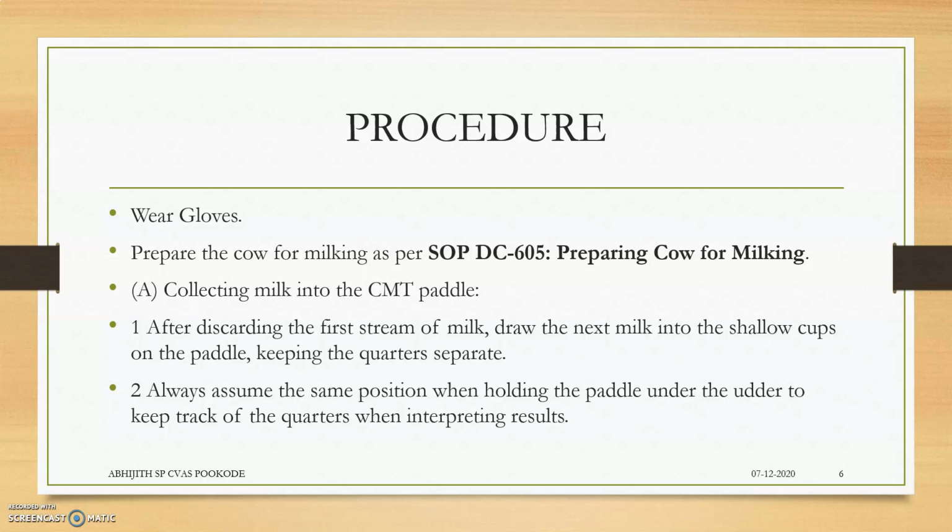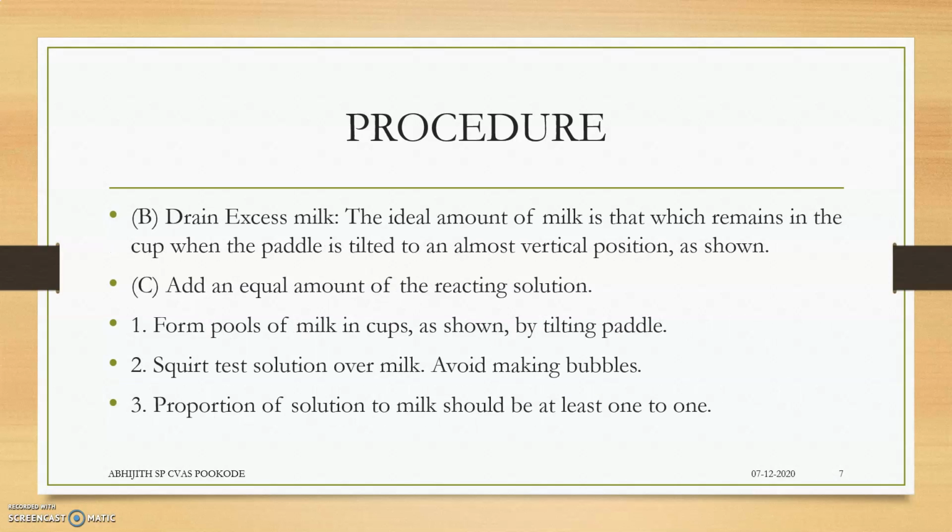So we have to collect the milk into the CMT paddle. After discarding the first stream of milk, we should always discard the first stream of milk and draw the next milk into the shallow cups on the paddle, keeping the quarters separate. Always assume the same position when holding the paddle under the udder to keep track of the quarters when interpreting the results. Now, drain excess milk.